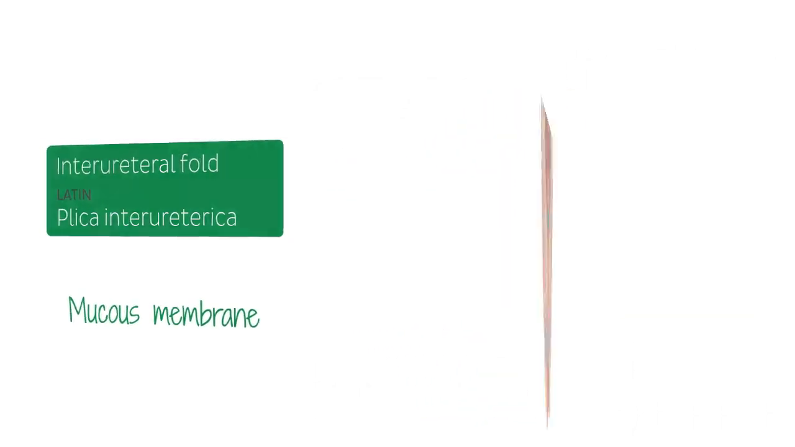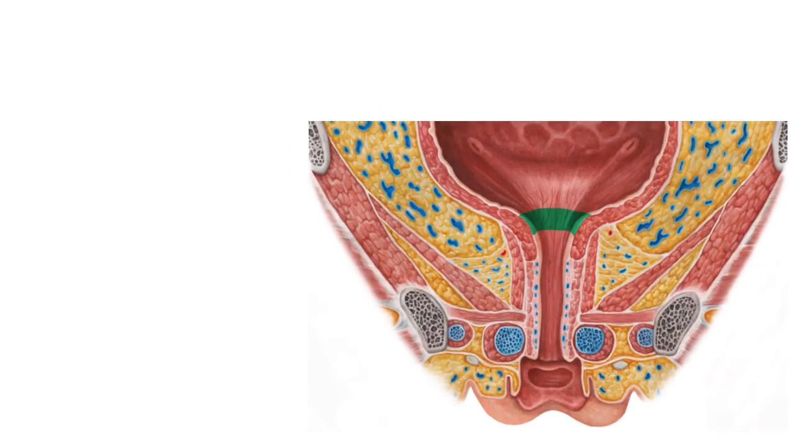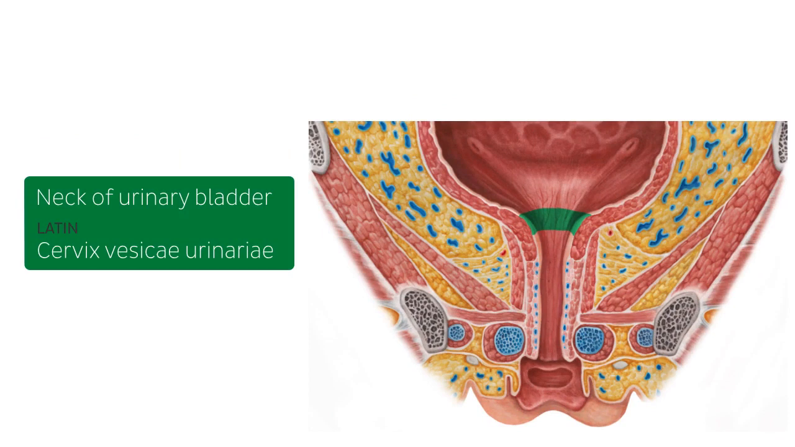Next, we're going to go a bit further down to highlight what is known as the neck of the urinary bladder. The neck of the urinary bladder is the portion of this organ from which the urethra arises, and you can see here part of the urethra. It is the lowest part of the bladder, and as you can see here in our illustration, it is the uppermost part before the urethra starts.